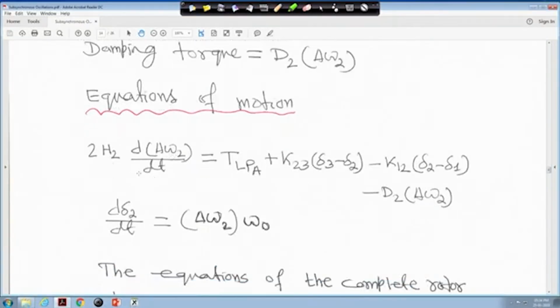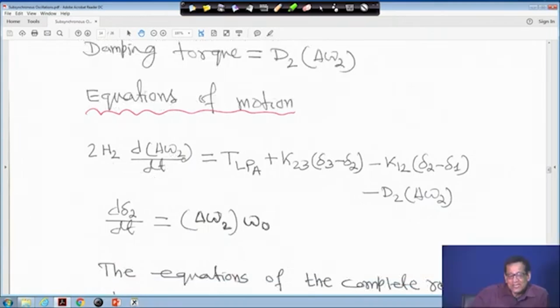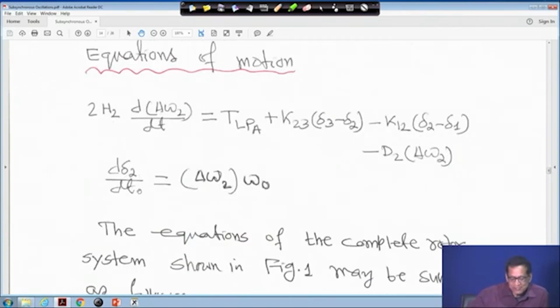It will be 2H2 d/dt of delta omega 2 is equal to TLPA plus K23 (delta 3 minus delta 2), then minus K12 (delta 2 minus delta 1) minus D2 delta omega 2, because these are the input torques, and this is your equation of motion. And similarly, d delta 2 by dt will be delta omega 2 times omega 0.